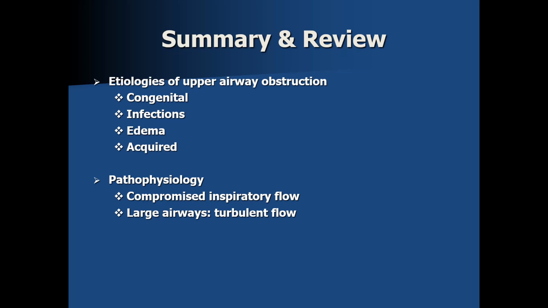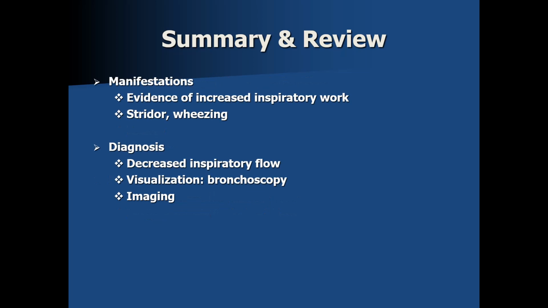obstruction, emphasizing that there is compromised inspiratory flow. And since this is in the large airways, there is turbulent flow, which means that Heliox will be effective in managing airway obstruction of the large airways. We talked about the manifestations of upper airway obstruction, which include evidence of increased work of breathing, stridor, and wheezing. We also looked at the diagnosis, which is primarily decreased inspiratory flow rates, as we can see on a flow volume curve. We can also sometimes visualize an aspirate through bronchoscopy or laryngoscopy, and sometimes medical imaging is also helpful.